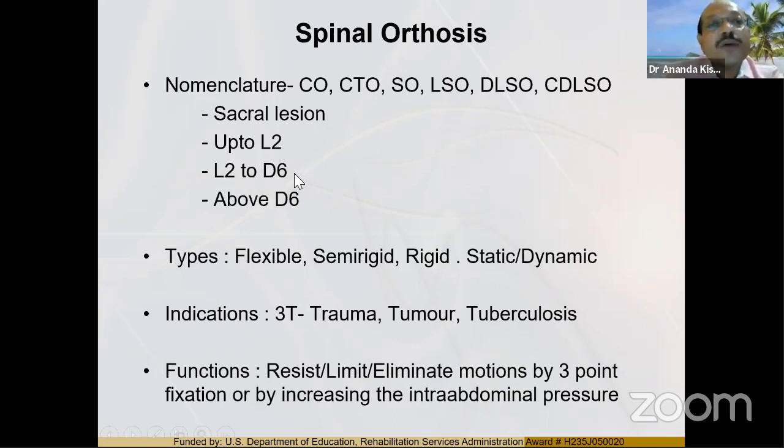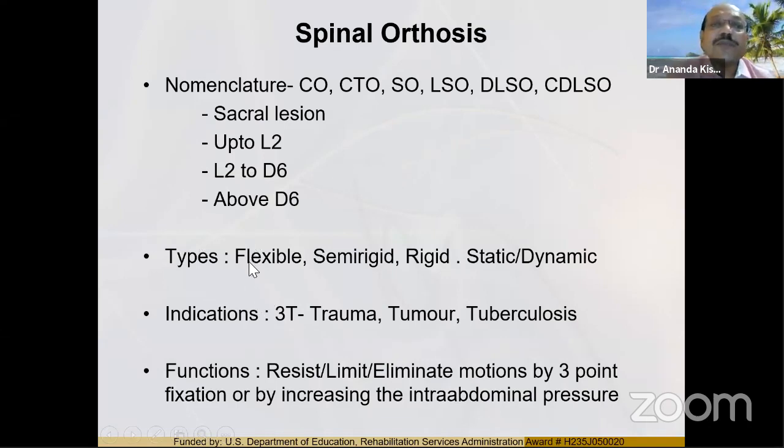For any disease from L2 to D6, the upper limit of the orthosis should reach up to D3, that is the spinous process of the scapula. So that is the long brace, a dorsolumbosacral orthosis. Or if it is above D6, at the cervico-dorsal junction, then we have to use the cervico-dorsolumbosacral orthosis.